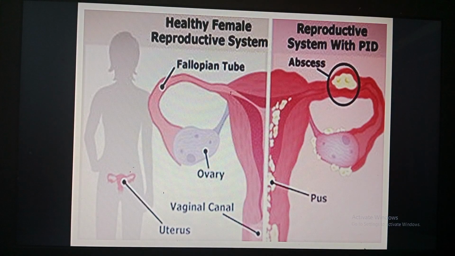See in the picture, you can make out that on the left side the organs are infected. When it is infected, how will it be? On the right side you can see the normal anatomy, and on the left side the infected picture. In severe conditions, pus will also form. In the initial stage, if we are not treating, pus will form, so it may damage the organs. It may lead to permanent infertility.